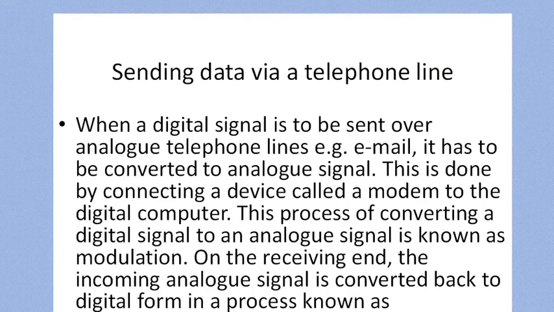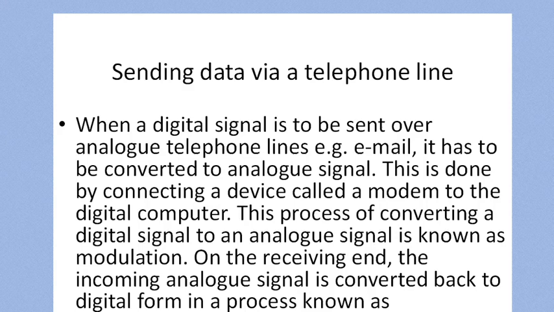This is very crucial. It's very important in our topic because we are dealing with data representation. Therefore, we also need to see how data is transmitted. When a digital signal is to be sent over an analog telephone line, for example, an email, it has to be converted to an analog signal. This is done by connecting a device called a modem.